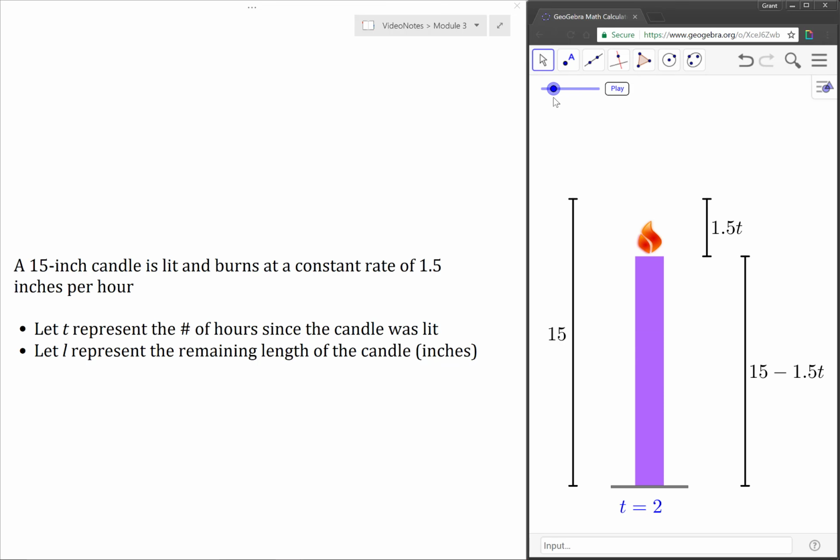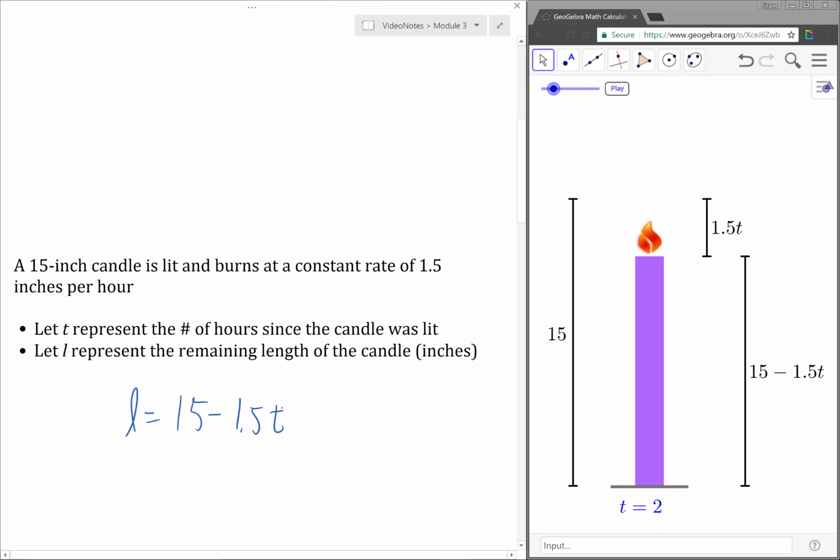Now, if t hours have elapsed since the candle was lit, then the expression 1.5t represents the number of inches that have burned from the candle, and therefore the expression 15 minus 1.5t represents the remaining length of the candle in inches. So if we let L represent the remaining length of the candle in inches, then we can write the formula L equals 15 minus 1.5t to express L in terms of t.